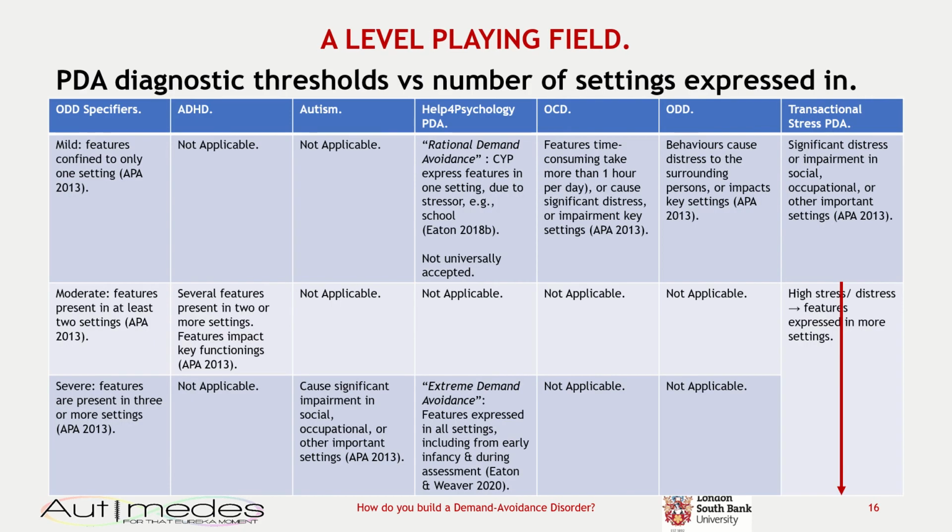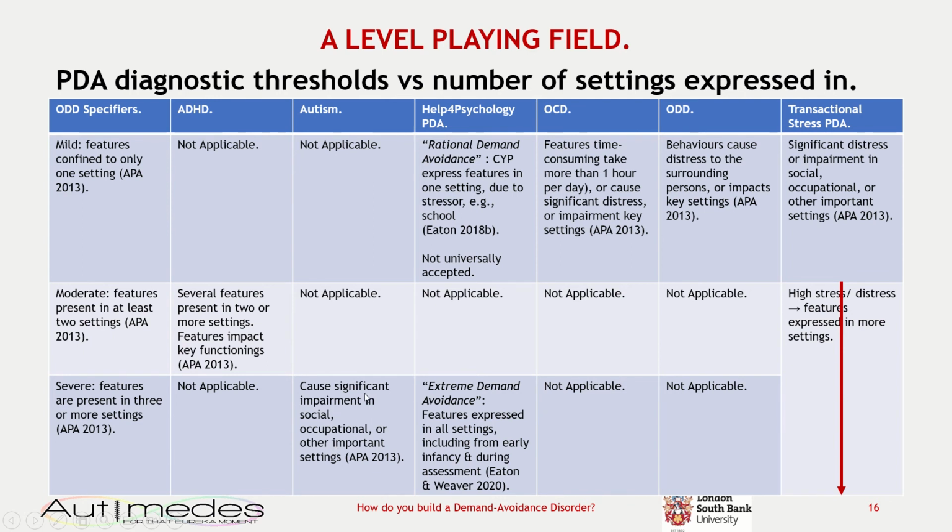So moving on. What this table shows us is different PDA thresholds relative to diagnostic thresholds for certain disorders within the DSM-5. What I've used here is the oppositional defiant disorder specifiers. Mild is when features are only shown in one setting, moderate is when they're seen in at least two settings, and severe is when they're seen in three or more settings. With ADHD, someone meets threshold when the features are expressed in these two settings. With autism, it has to be within these three.